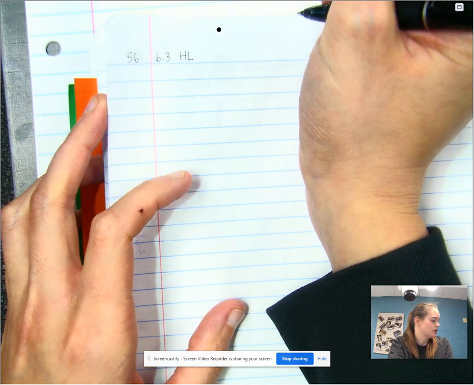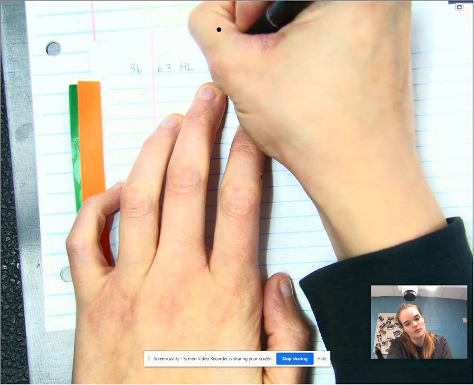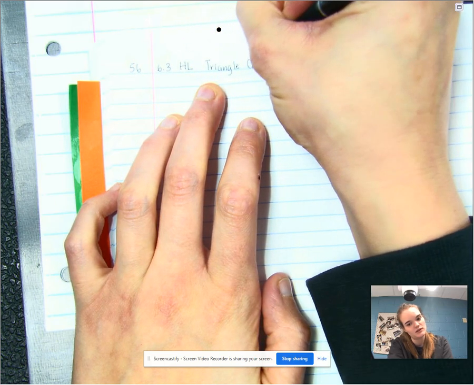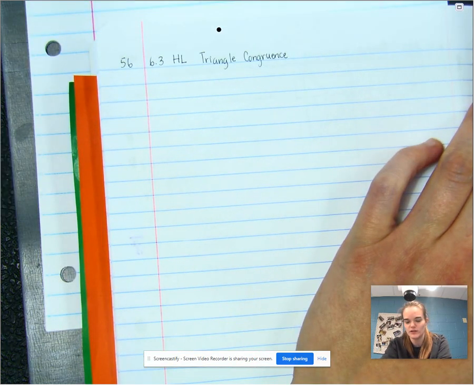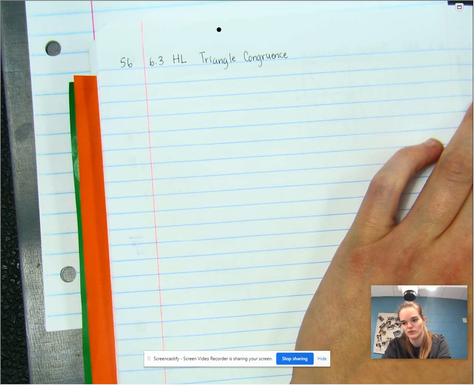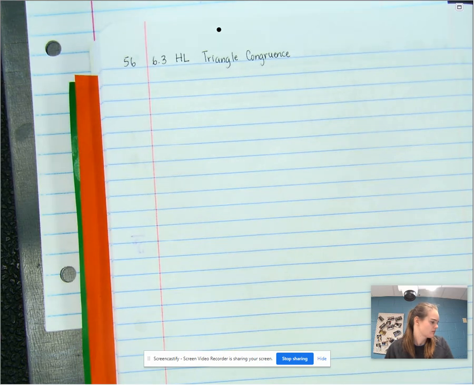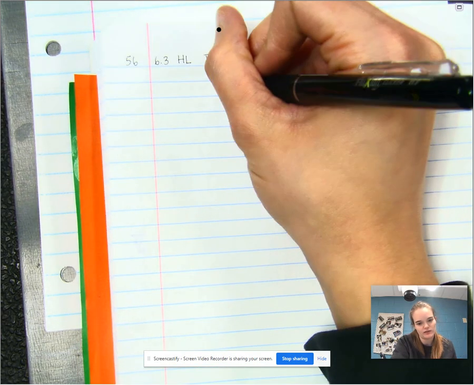All right, 6.3 HL Triangle Congruence. It's on page 56. So 6.3 HL Triangle Congruence. We're going to take pages out of your book. Okay, we need to tear out page 296 and 297.